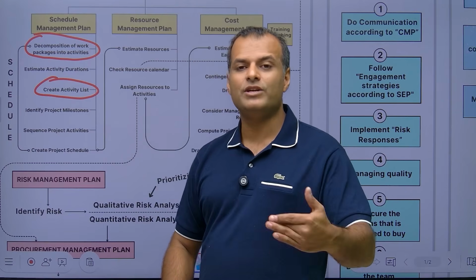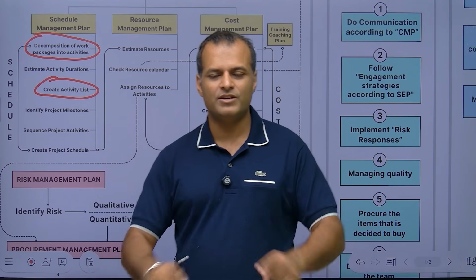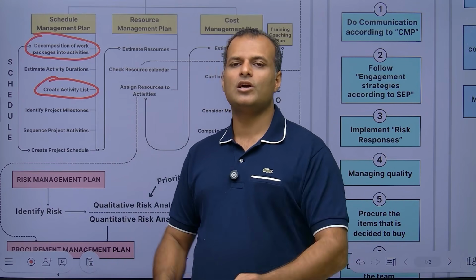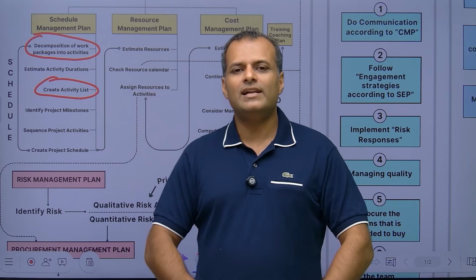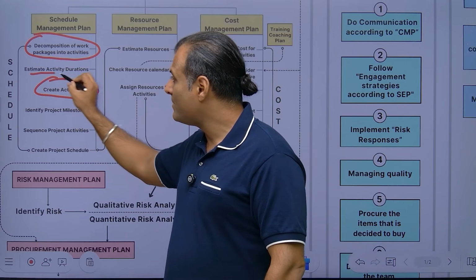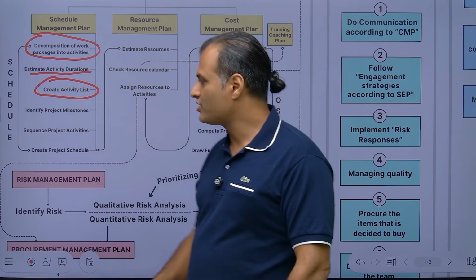Then you define the duration, like activity number 1, which is lay out the ground. Lay out the ground will take 10 days. Okay. Then putting the tiles will take 5 days. So what I'm doing is estimating those activity durations.